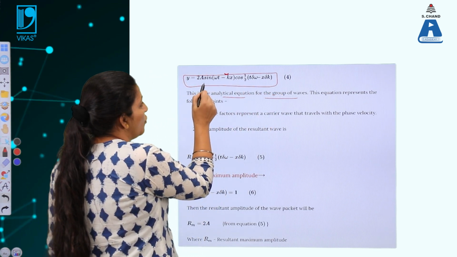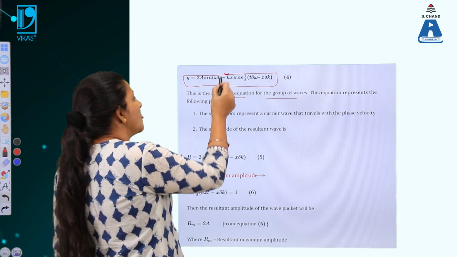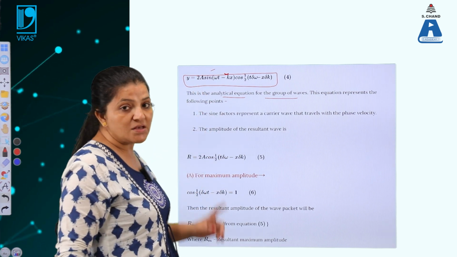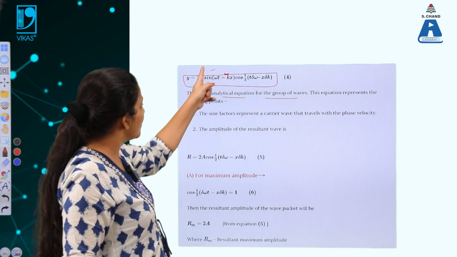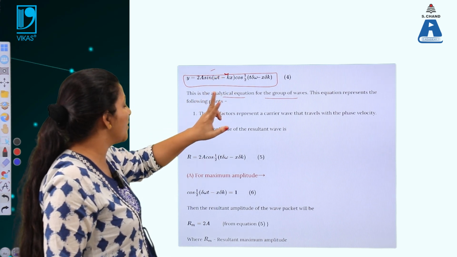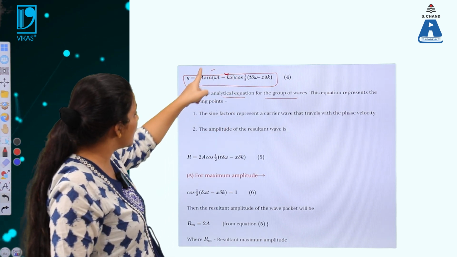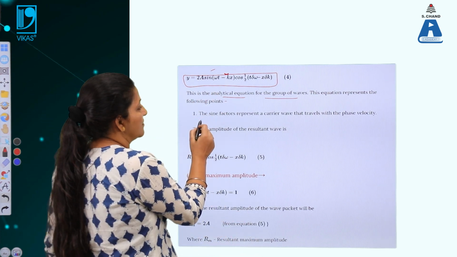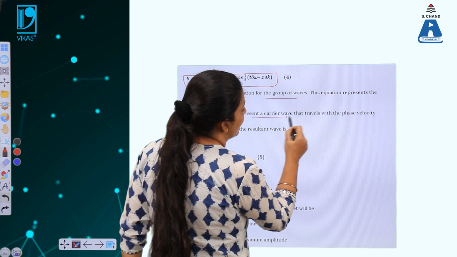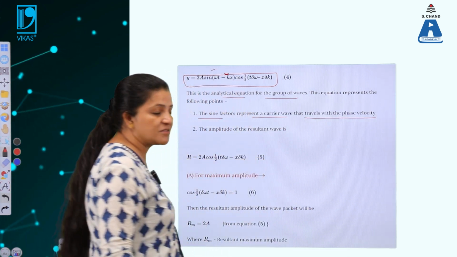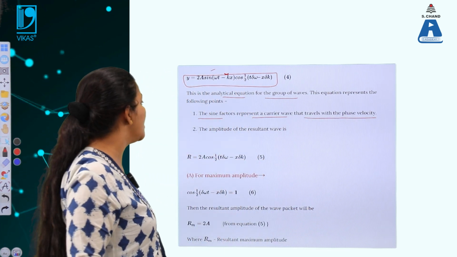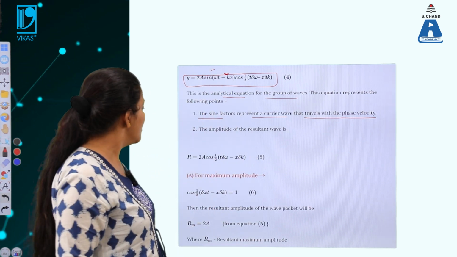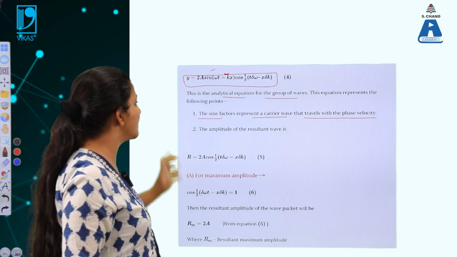y equals 2a sin(omega t minus kx). Now with omega t minus kx, the resultant wave has the same phase. So in the resultant wave, there are two components. One component has the same phase as that of the original wave. So that means the sine factor represents a carrier wave that travels with the phase velocity, or with the same velocity. And second, the amplitude of the resultant wave. So this is the amplitude of the resultant wave.